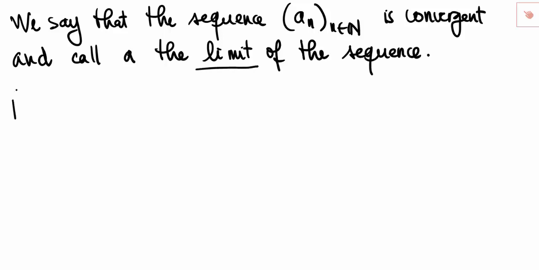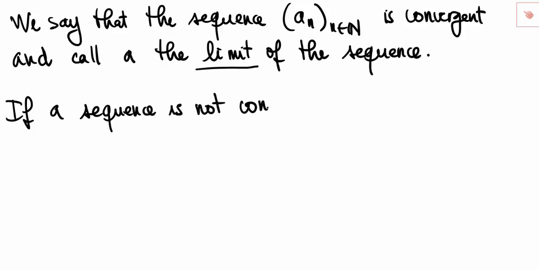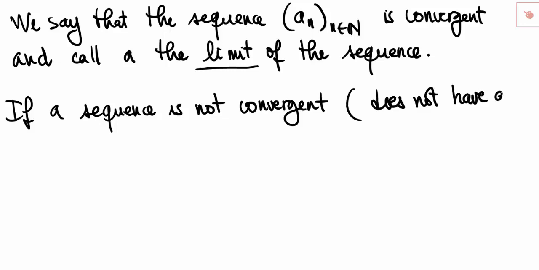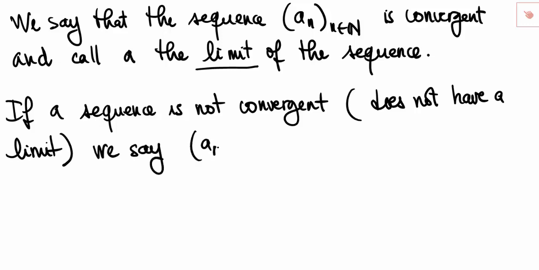If a limit of a sequence doesn't exist, or if a sequence is not convergent, meaning it doesn't have a limit, we say that the sequence is divergent.